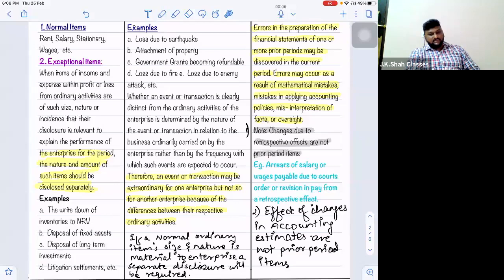Sir, could you please give some examples of speculative transactions? Yes. Example: if I am doing transactions in speculative, and that is also one type of business for me. If I'm doing some speculative transactions also, that is also a business transaction for me. And since the nature of the transaction is material, it is something different from what I was generally doing, I can put it as an exceptional item also.